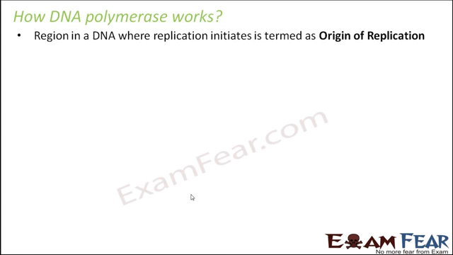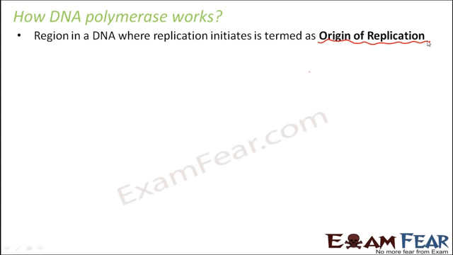The specific region in a DNA where the process of replication initiates is known as the origin of replication, or replication origin. Where exactly does it happen? It is the point from where the DNA strands start separating from each other. I told you, in the semi-conservative mode of DNA replication, the two strands of DNA have to separate, and then copies are created based on each of those strands, which act as template strands. So that is the basic concept.